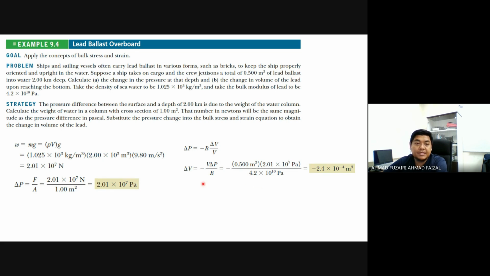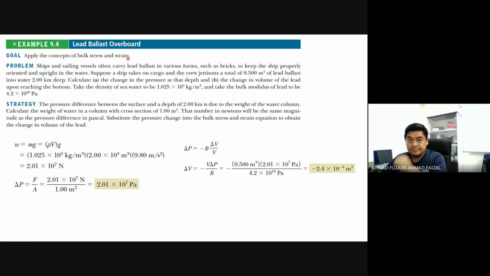Okay, so that should be the examples for solid deformations. Of course you can go through the slides, or you can go through the tutorial to find the examples. So that is the only subtopic for this chapter, the chapter 9.